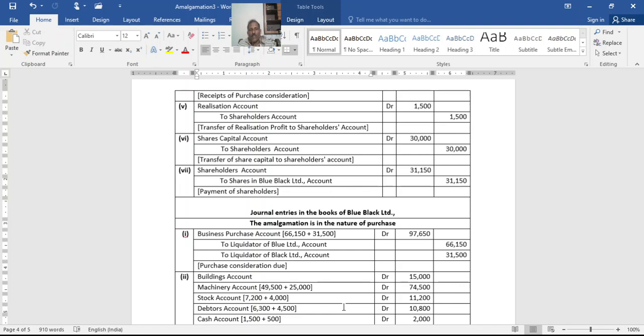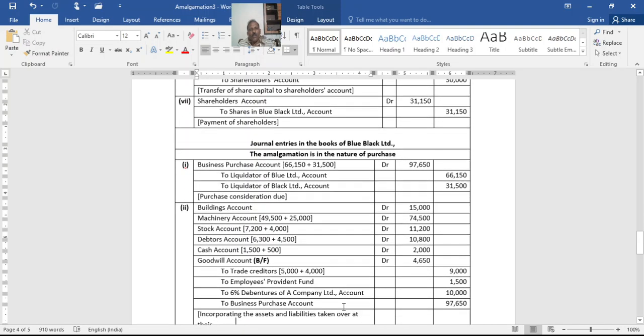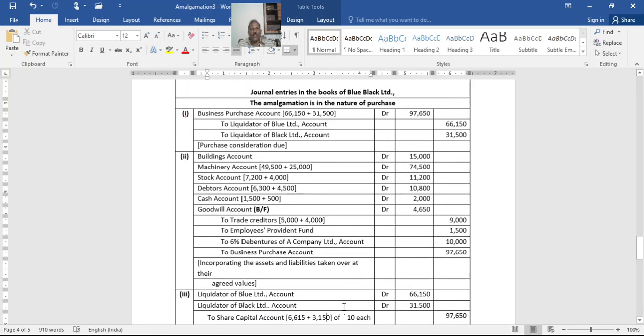Whether it is specified in the problem or not, you have to follow only the purchase method. Here journal entries are not asked in the problem, hence since it is the first problem, better to pass journal entries. Otherwise, actually entry number 3 is required, assets and liabilities taken over, you have to combine here.